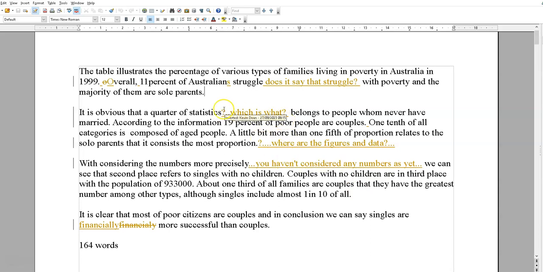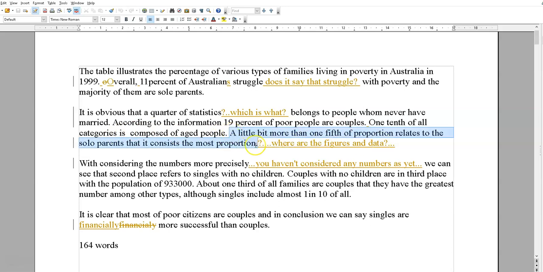Quarter of statistics, which is what? Belongs to people whom never have married. You mean they are single. 90% of poor people are couples. 1/10 of all categories is composed of aged people. A little bit more than 1/5.